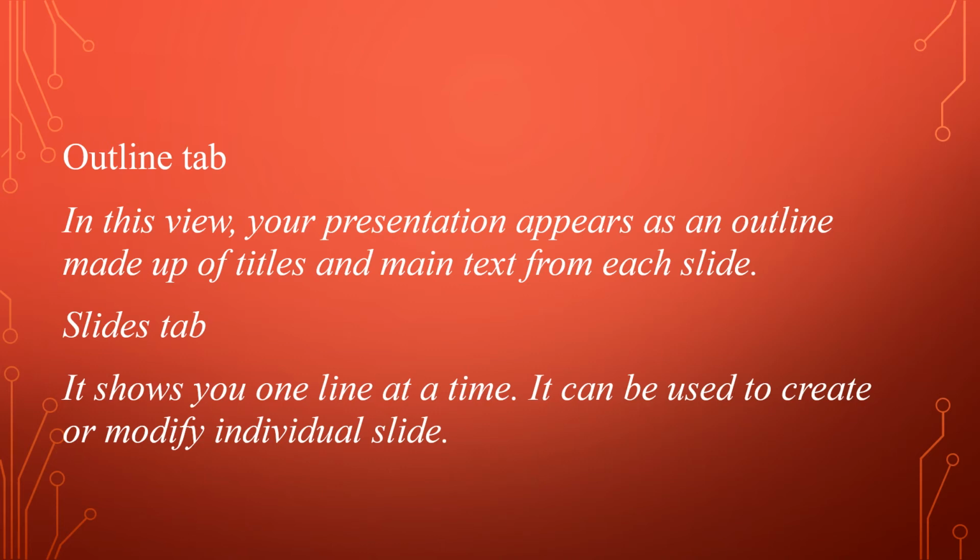What is outline tab? In this view, your presentation appears as an outline made up of titles and the main text from each slide. Children, outline view is the best way to organize and develop the content of your presentation, as you can see all the titles and the main text of the slides as you work. So everything is available in the slide pane as well as in the other panes. Then in the slide pane, you will get all the three things, that is the outline pane, slides pane and the notes pane.